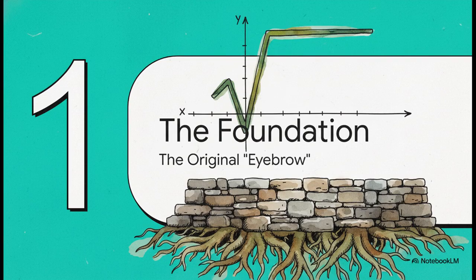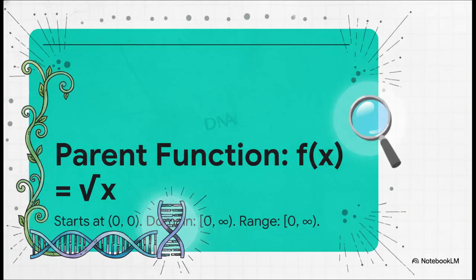Okay, but before we can start shifting things around, we have to understand the original model. You know, every complex building starts with a solid foundation, and for us, that foundation is the basic, untouched square root graph. And here it is, our parent function, f of x equals the square root of x. Think of this as the graph's original DNA. It has a very specific starting point, right at the origin, (0, 0). Its domain, all its possible x values, kicks off at 0 and just goes on forever. And its range, the y values, does the exact same thing. This is our ground zero.